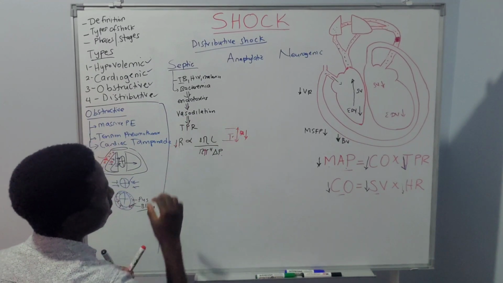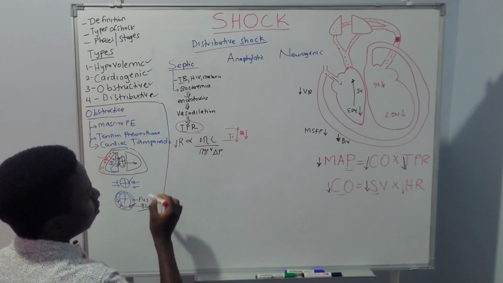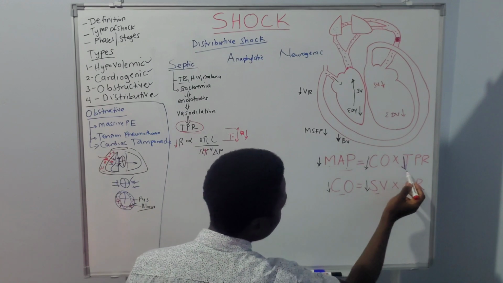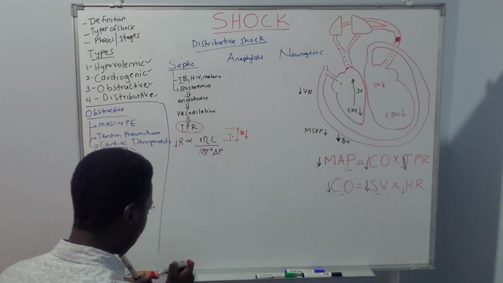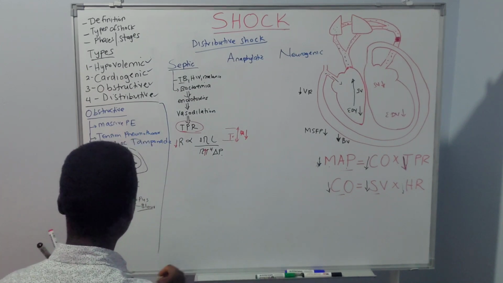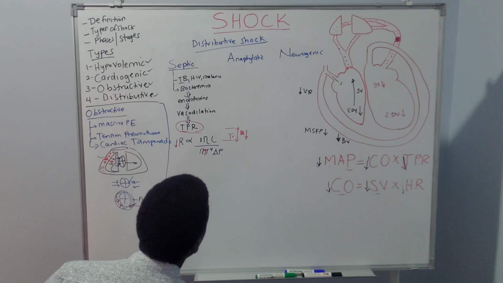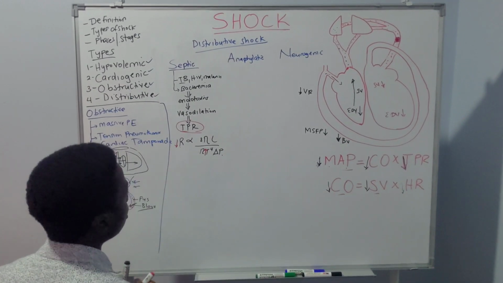When you increase the radius, resistance goes low. So definitely your total peripheral resistance decreases. When your total peripheral resistance decreases, what happens to your mean arterial pressure? Your mean arterial pressure will also decrease. All right. So then, when we look at anaphylactic shock, what happens in anaphylactic shock?